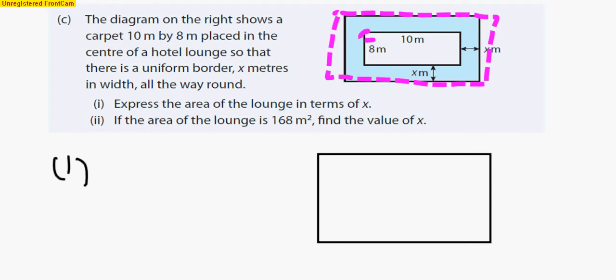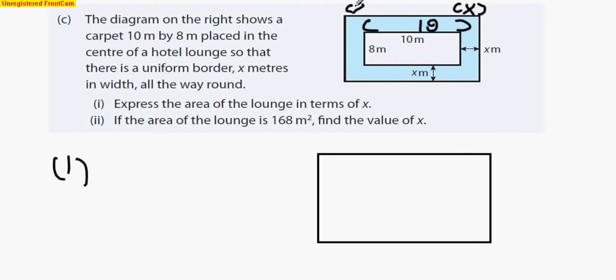So just quickly rub this out for a second. So from here to here is 10. Here to here is x. And here to here is also x. So this is going to be 10 plus 2x, or 2x plus 10. Vice versa, we can say from here to here is x. Here to here is also x. And from here to here is 8. Add it together, and this one will be 8 plus 2x.